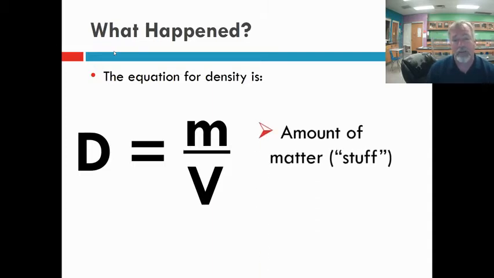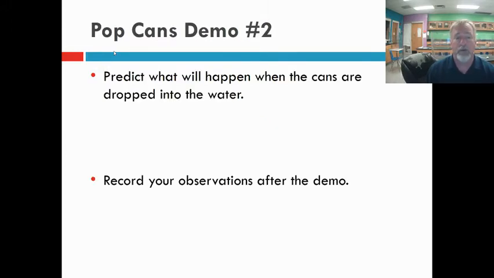Now I want you to think of mass as we're used to thinking about that term. I think about mass as being the amount of matter or the amount of stuff that you have. And think about volume as being the amount of space that you have that mass in. And that will lead you to understanding what density is. So I'm going to do another demo here. And this time, again, I want you to predict what's going to happen when I drop the pop cans into the water. Take a moment, pause the video, and then come back. We'll do the demo and see what you think.